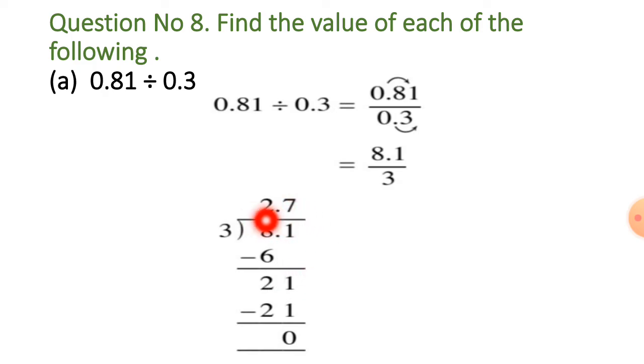Now it's time to put the decimal point. We are at the same place. You can see there is one digit here, there is also one digit there, and after that we have the decimal. They are in the same places.